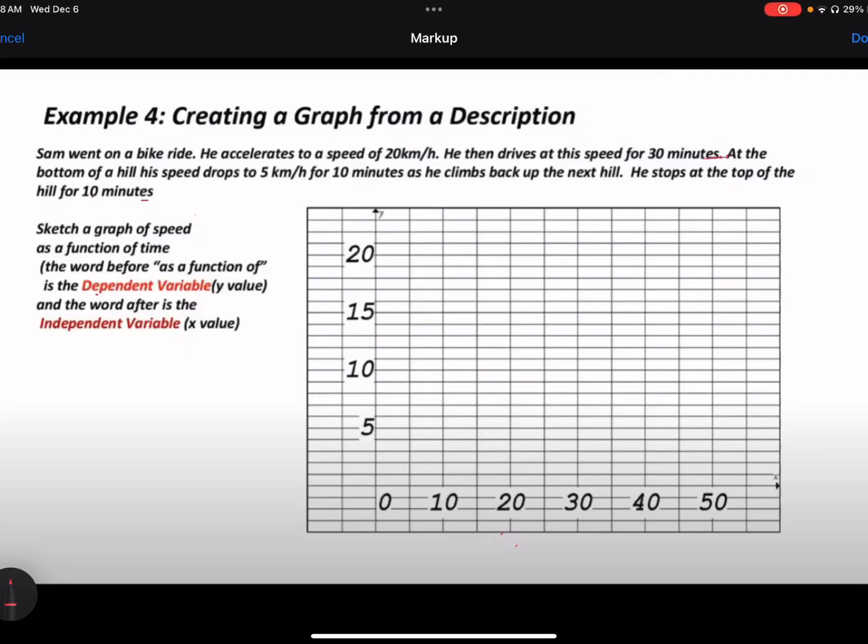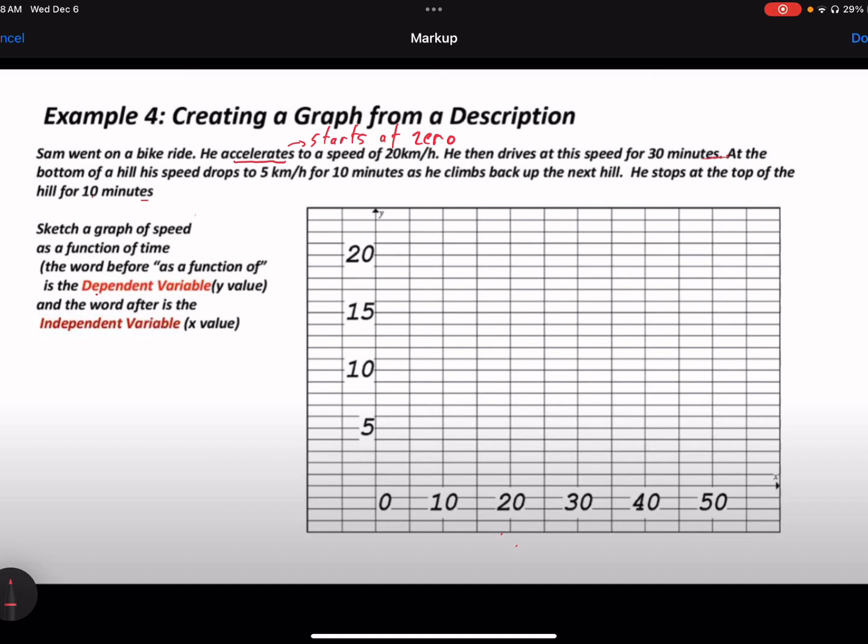Okay, so in this video, we're going to create a graph from a description. It says Sam went on a bike. He accelerates to a speed of 20 kilometers per hour. So we're going to assume that this acceleration starts from 0, right? Because at one point in time, he was not moving, and then he starts moving. So it starts from 0 kilometers per hour.